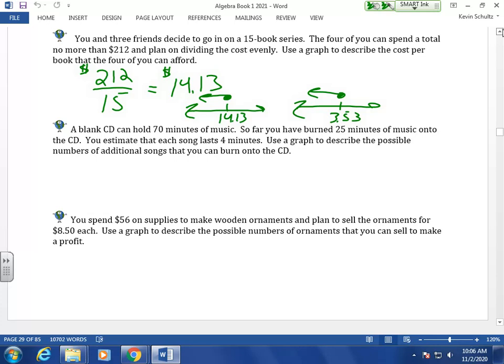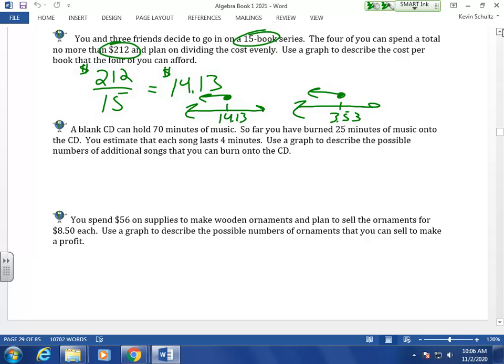Right? But the key here was to figure out that this is the total. You're dividing that total into 15 parts for the 15 books. So 14.13 does that. That's how much per book. But then if you went one step further and said, well, there are 4 people here, so 14.13 divided by 4, that 3.53 is the price per person per book. Okay, so either answer would be acceptable.